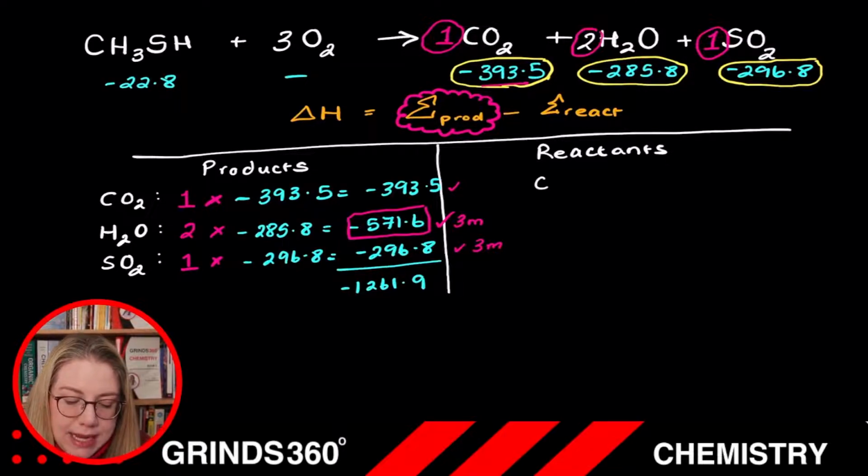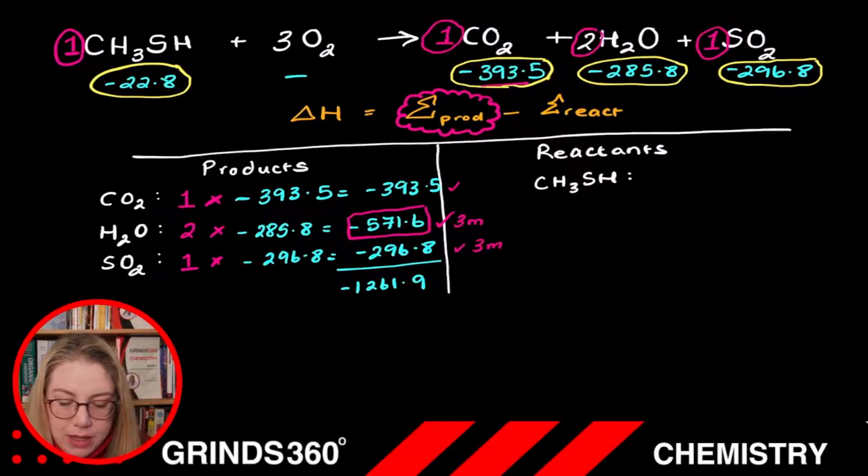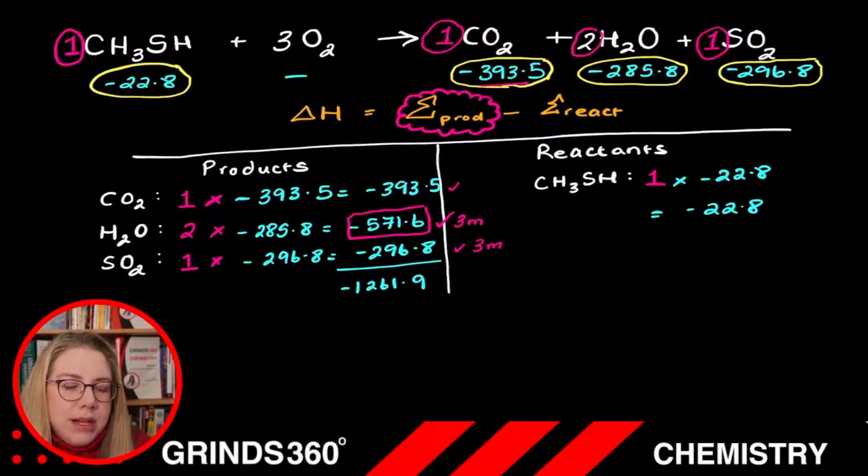Next up, we're going to deal with the reactants. So there's only one reactant that we care about. It's the methane thiol. You take the number in front of the methane thiol, which is 1, and you multiply that by the heat of formation of methane thiol. So this is going to be 1 multiplied by minus 22.8, which is minus 22.8. Now we haven't gotten any marks for that.